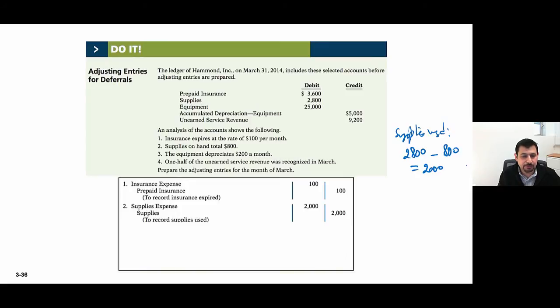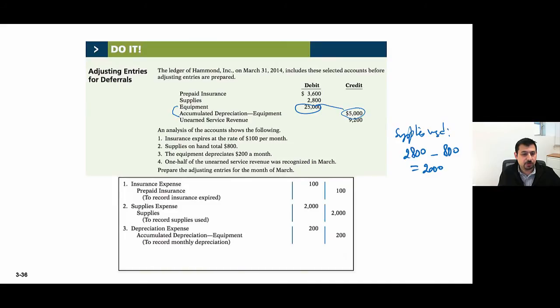The equipment depreciates $200 a month. So in this case, whenever we talk about depreciation, we debit depreciation expense, the amount of depreciation, and we credit accumulated depreciation for equipment. As you can see here, depreciation, accumulated depreciation and equipment, they always come together. So equipment, after that you always find accumulated depreciation equipment, and this 5,000 will offset this amount.